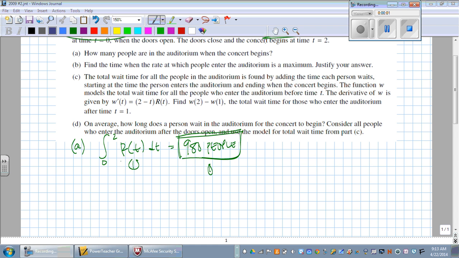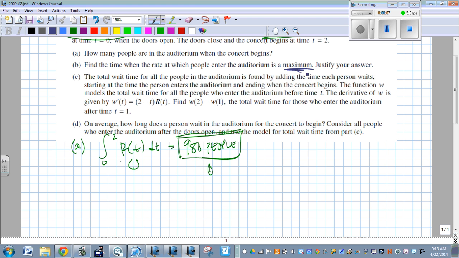Alright, part B. Find the time when the rate at which people enter the auditorium is a maximum. Justify your answer. So, how do we find a maximum? Find the derivative, figure out when it's 0, so find our critical values. And since we're doing this on an interval, we want an absolute maximum. We can check the endpoints and our critical values.